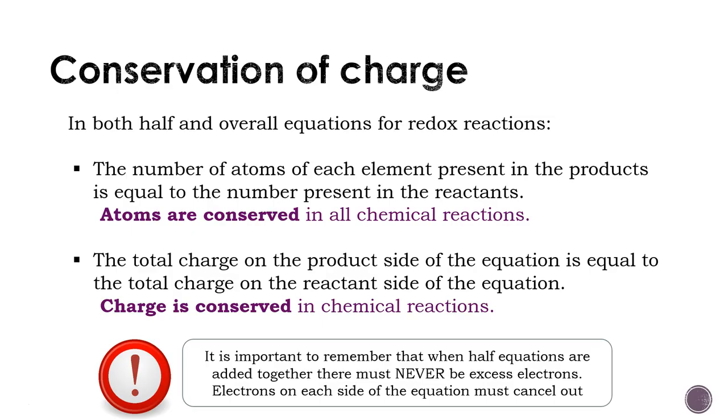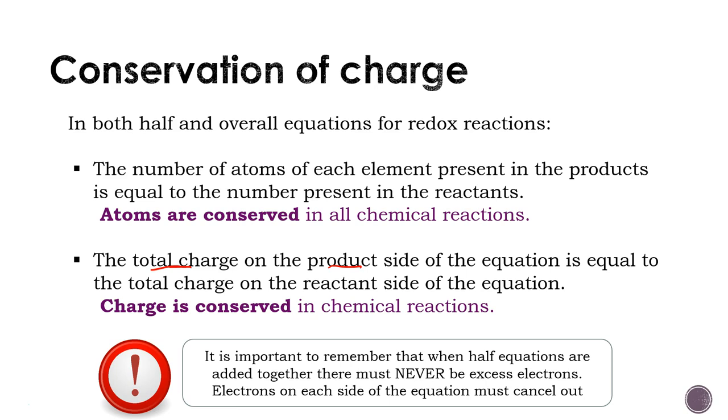Key thing to remember is that we've talked about the conservation of mass and the conservation of energy. When we're talking about writing chemical equations that show redox, we also need to consider the conservation of charge. In both half equations and overall equations for redox reactions, we need to watch the number of atoms of each element is balanced as always, because atoms are conserved. But we also need to make sure that the total charge on the product side is equal to the total charge on the reactant side. We can't have electrons just floating around on their own.